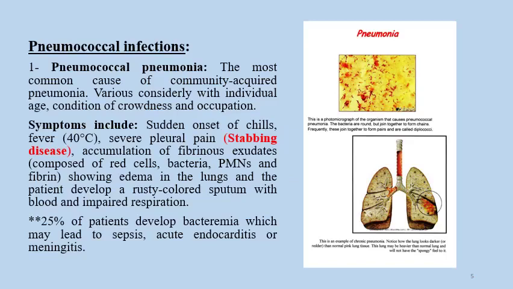Let's see now the infections caused by this organism. Pneumococcal infections. The first, of course, is pneumococcal pneumonia. This is the most common cause of community acquired pneumonia. It varies considerably with individual age, as we said in the introduction, and with conditions of crowdedness and occupation. Sometimes you can consider this disease an occupational disease.